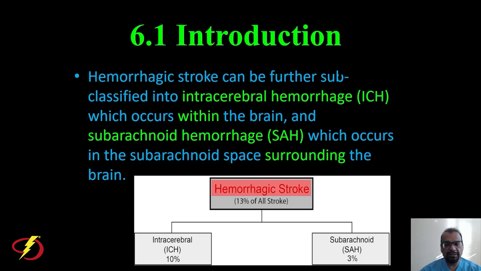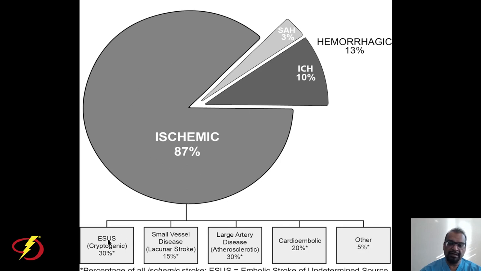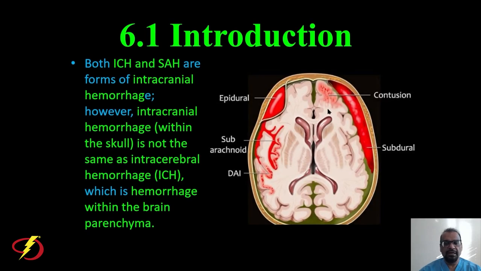So hemorrhagic stroke, remember we talked about this earlier, caused by bleeding within the brain or on the surface of the brain, can be classified into intracerebral hemorrhage, which is 10% of all stroke, and subarachnoid hemorrhage, which is about 3% of all stroke. So again, ischemic stroke is the vast majority of all stroke, with the subtypes that we went over. Hemorrhagic stroke accounts for only 13%, and you can see the components here: bleeding within the brain, intracerebral hemorrhage, is 10% of all stroke, and subarachnoid hemorrhage, bleeding on the surface of the brain, is 3% of all stroke. Now, one thing we just have to clarify very quickly is that both intracerebral hemorrhage and subarachnoid hemorrhage are forms of intracranial hemorrhage, meaning hemorrhage within the skull.